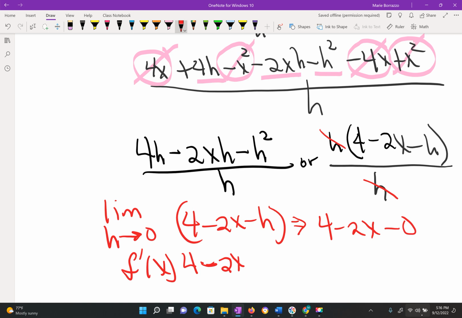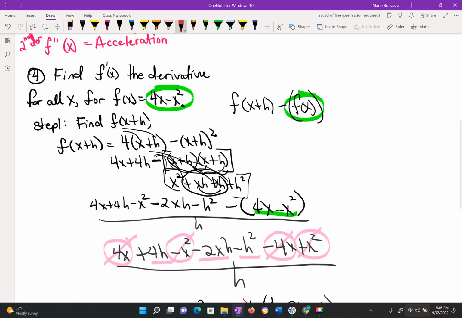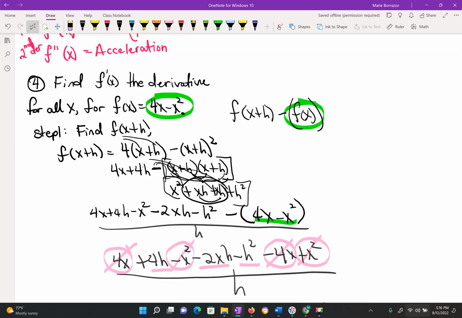Do you want to try one on your own in the 4 steps, or do you want to be a rock star and do the Barrazo? I'll be a rock star. Let's do the Barrazo, just for funsies.